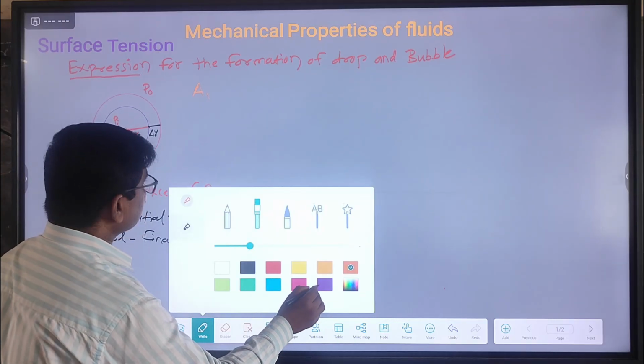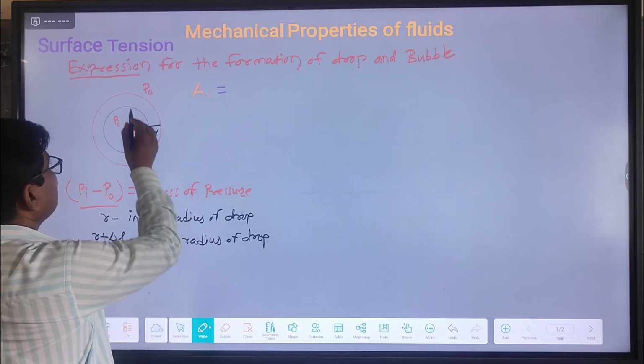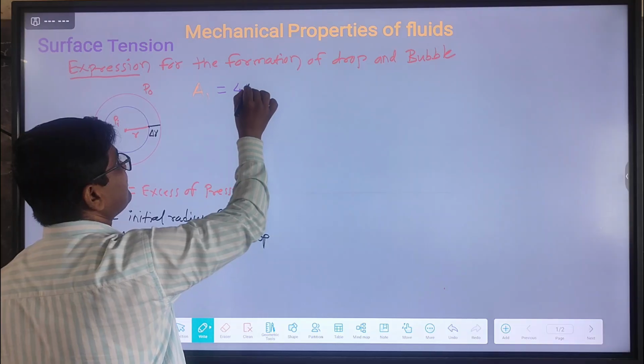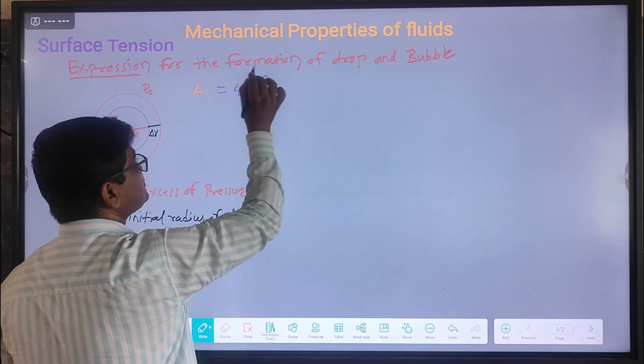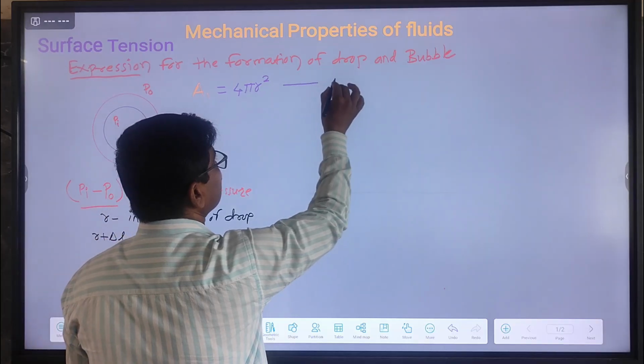The initial surface area A1 is equal to, with radius small r, 4 pi r square. This is the initial surface area. Call this equation number 1.